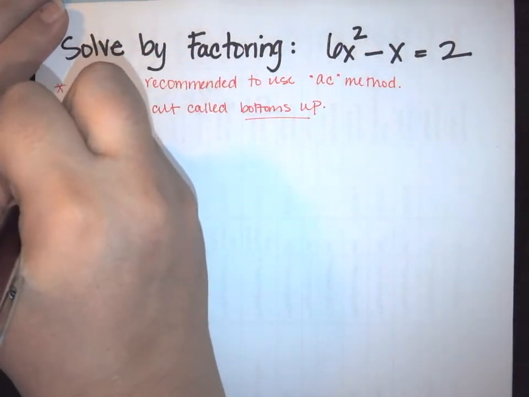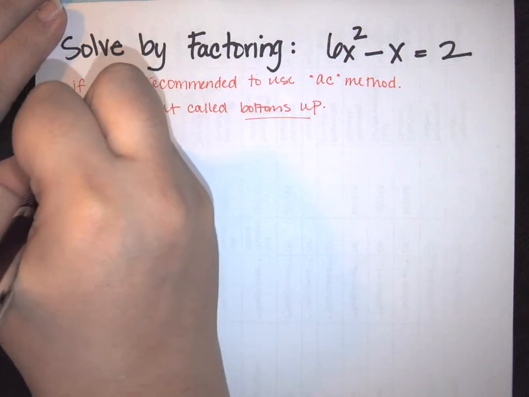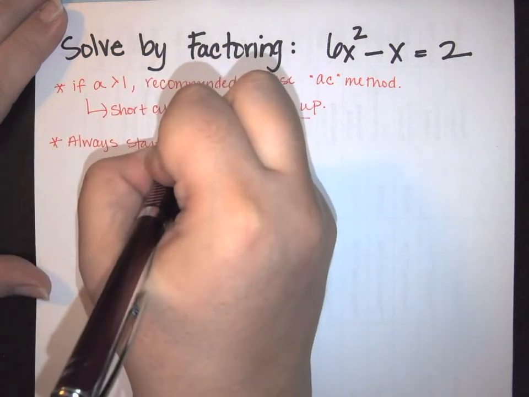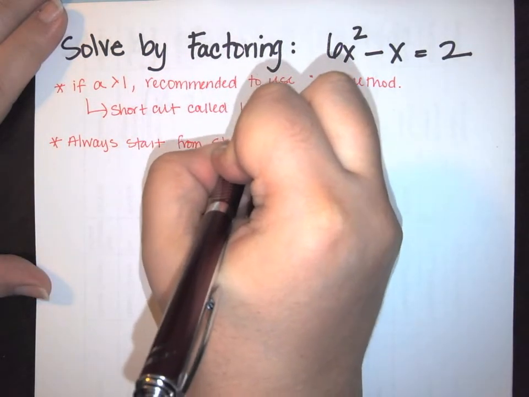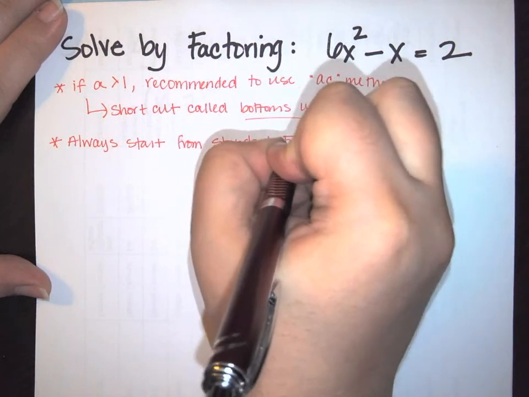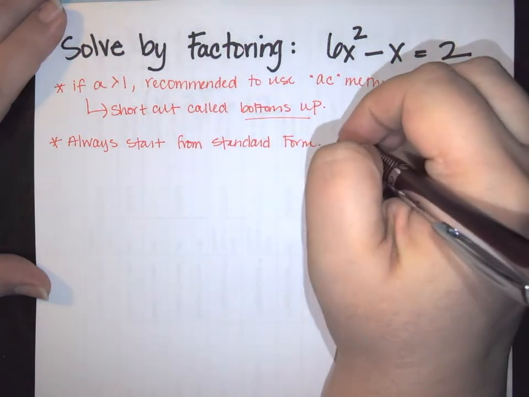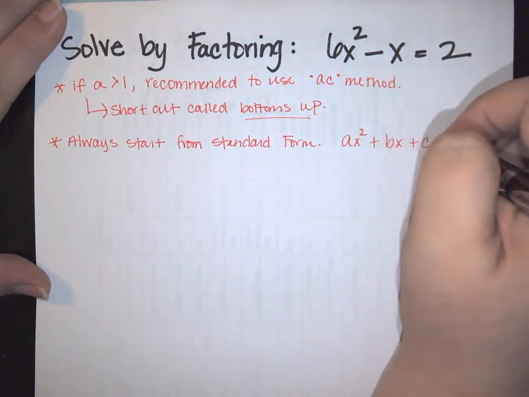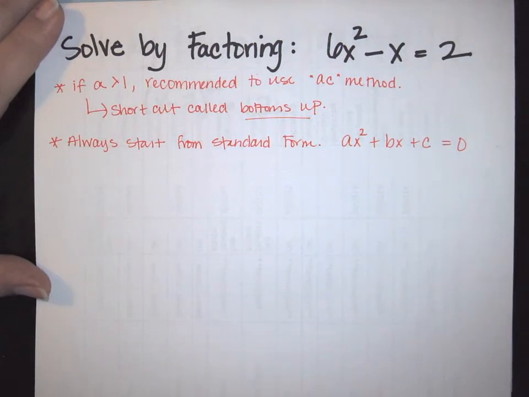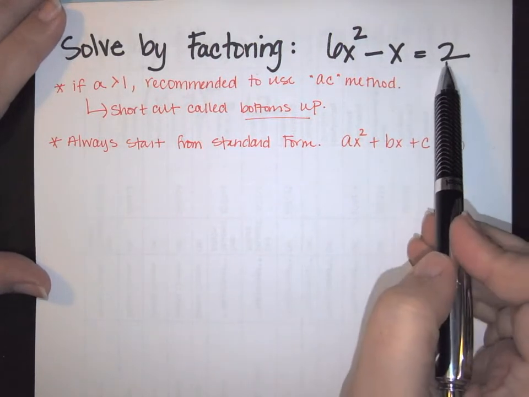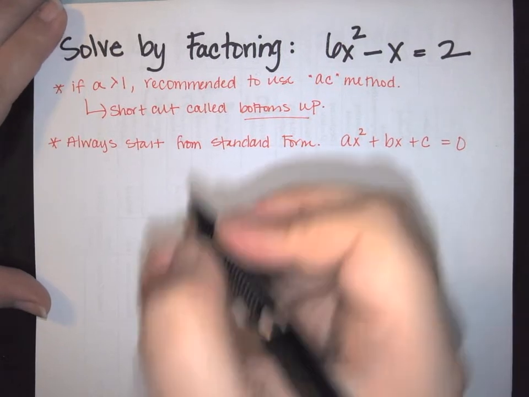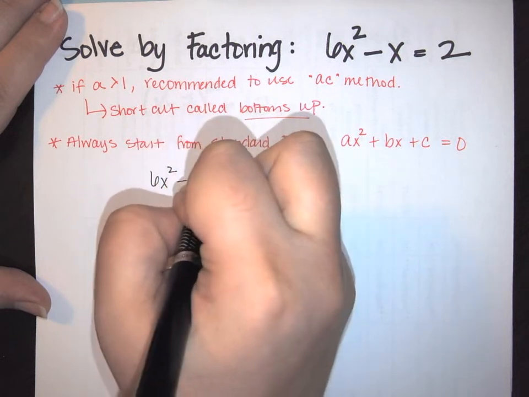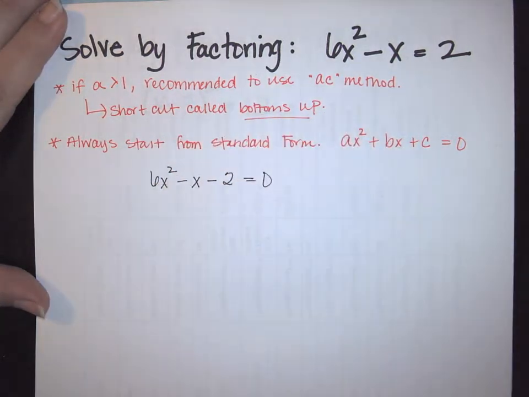Now, the second thing that you need to make sure is you need to make sure that you always start from standard form. So as a reminder, standard form is ax squared plus bx plus c equals 0. Now in this case, I'm not set equal to 0, I'm set equal to 2. So the first thing I need to do is I need to rewrite my problem so that it says 6x squared minus x minus 2 equals 0.